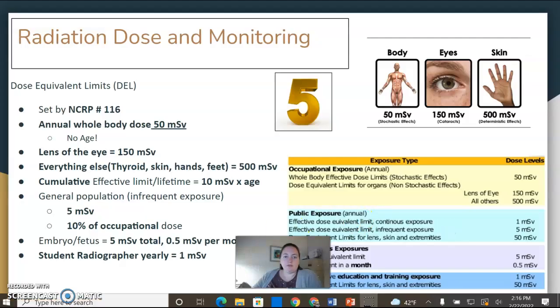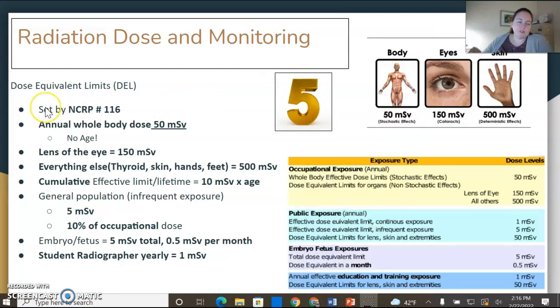All right, dose and monitoring. So here's a good one for us as technologists. The NCRP 116 has outlined dosages that I can get for my whole body for the year, and then my eyes, and then everything else. There's settings for you as a student technologist, and then as a pregnant technologist, and then the public.